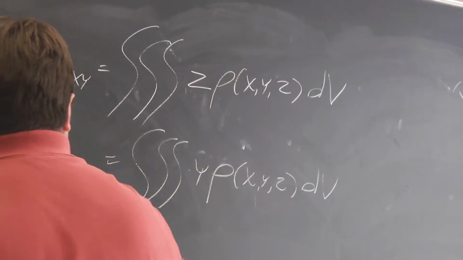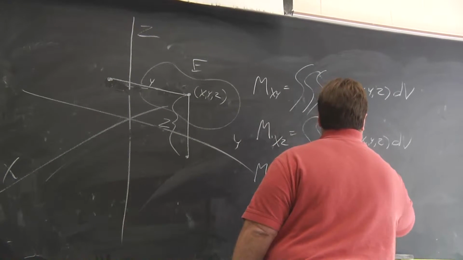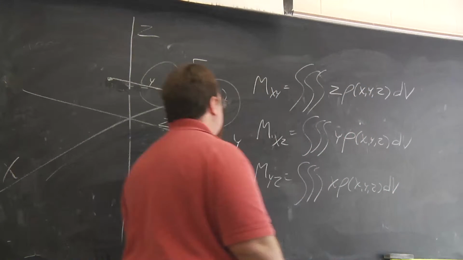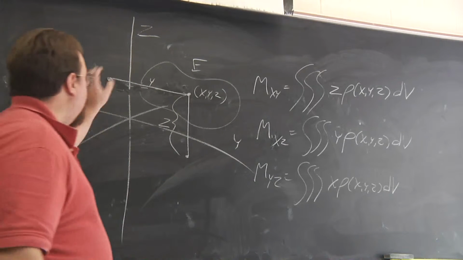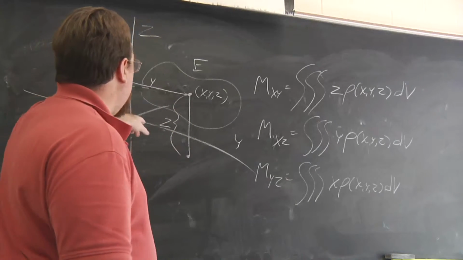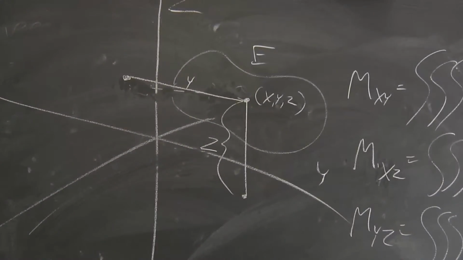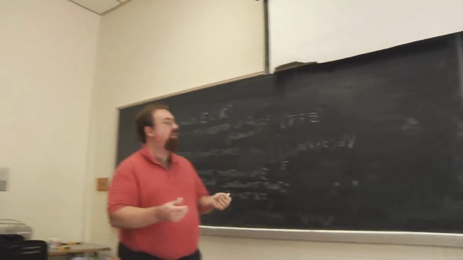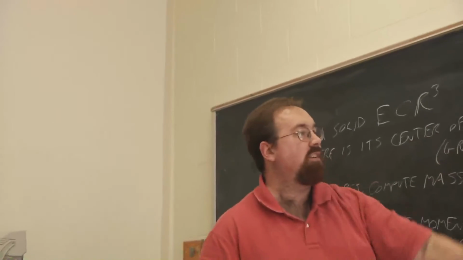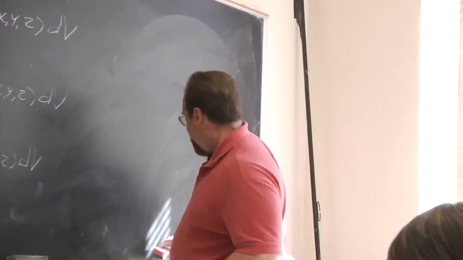And then finally the moment around the yz plane is x times the density. And this is a signed distance, meaning it's allowed to be negative. So if the object was over here, for instance, y would be negative, so the moment around the xz plane would be negative. All right. So once you have all this information, you've computed the mass and you've computed these moments, then you can come up with a center of mass.